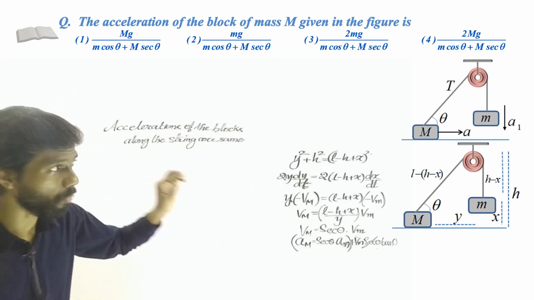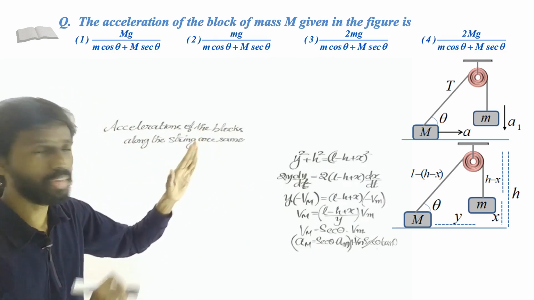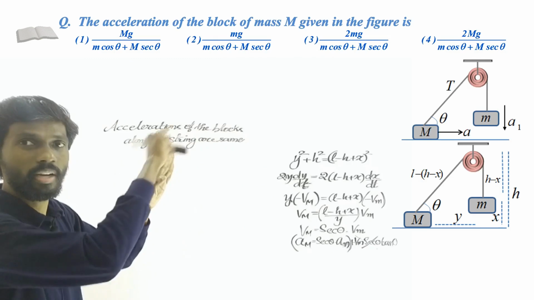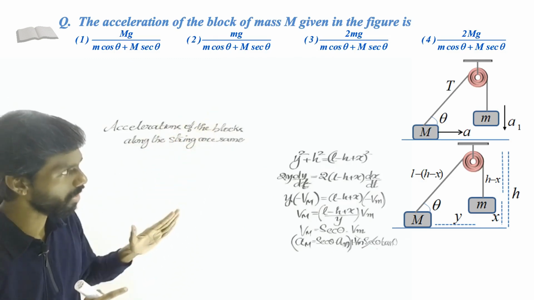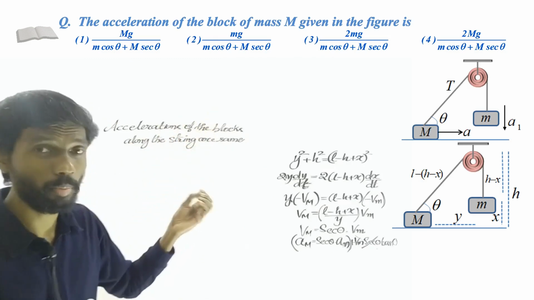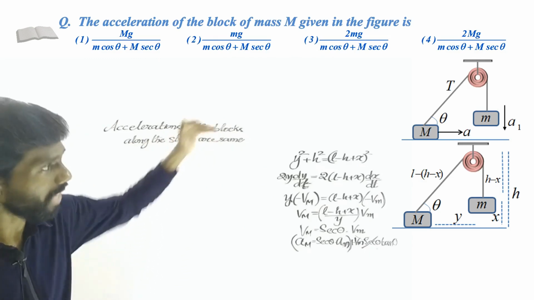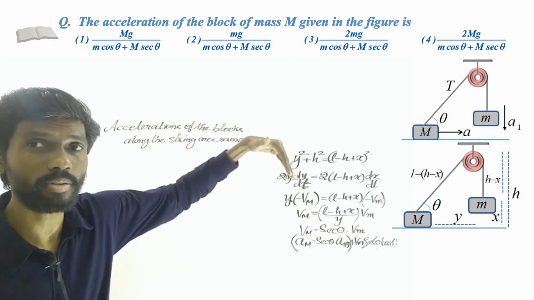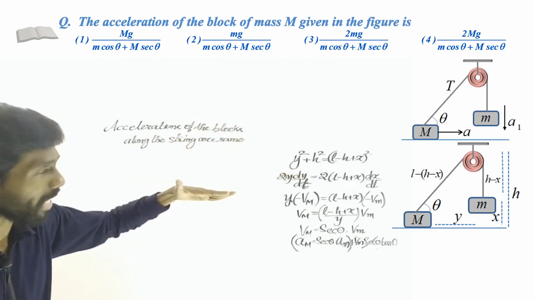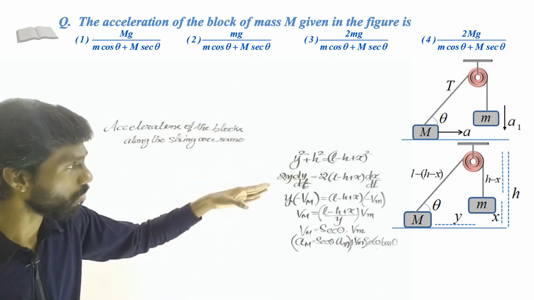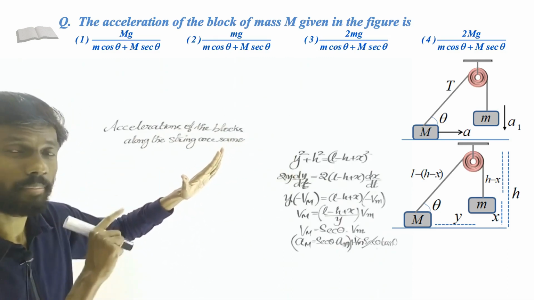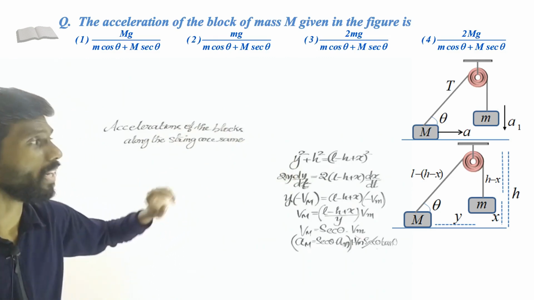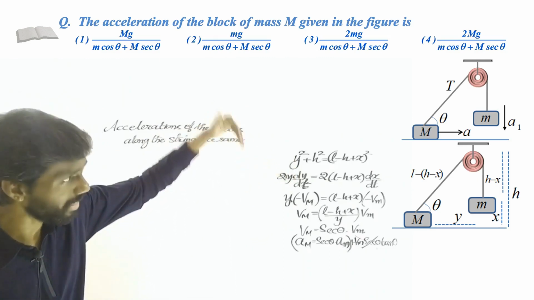But if you take the components of these accelerations along the string, because the string is moving in this direction, then whatever is the change in position in the direction of the string, that is the same change in position on the other end also, because the string length is fixed. So the acceleration component of this block in the direction of the string is the same as the acceleration component of that block in the direction of the string.